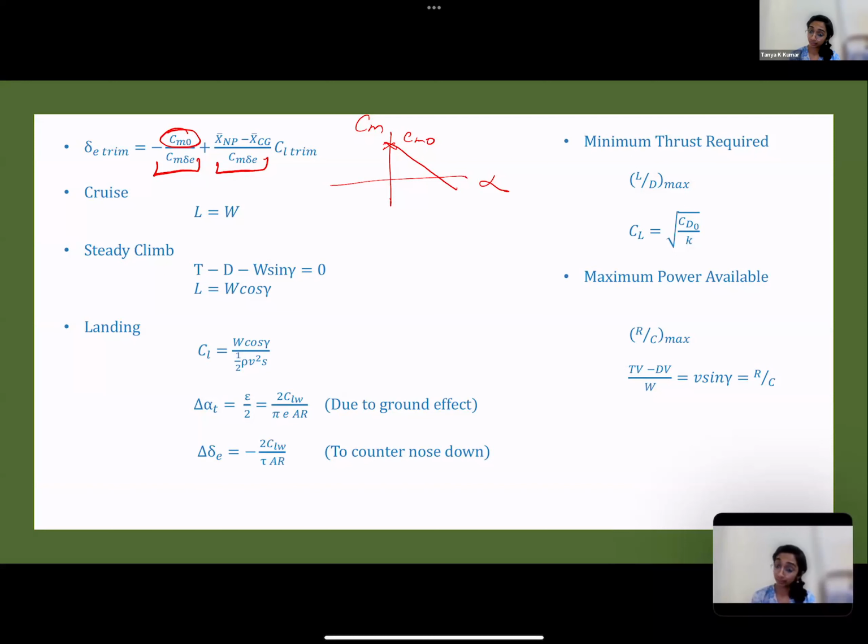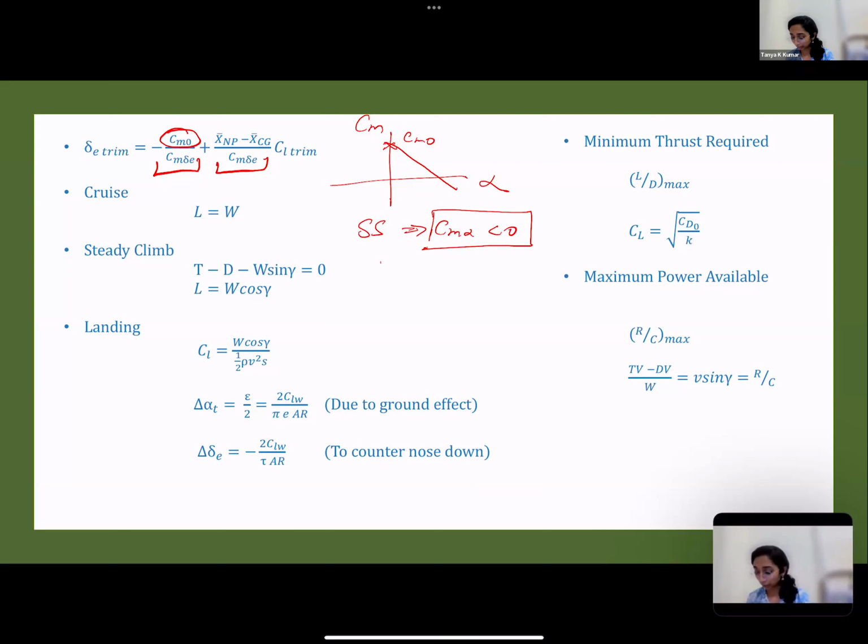Positive stability. The only condition for static stability that I have been saying repeatedly, for the longitudinal case, is that you need CM alpha to be less than 0. This is the only condition for stability, right? You just need the slope to be negative. Yes, that is the only condition for static stability. Nothing else affects the static stability. CM alpha needs to be negative.